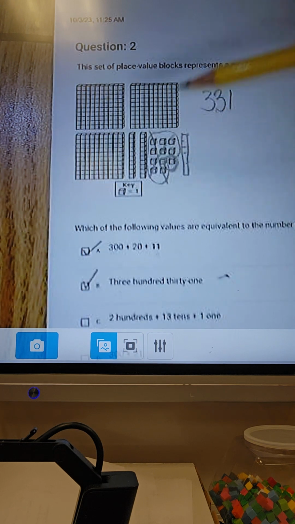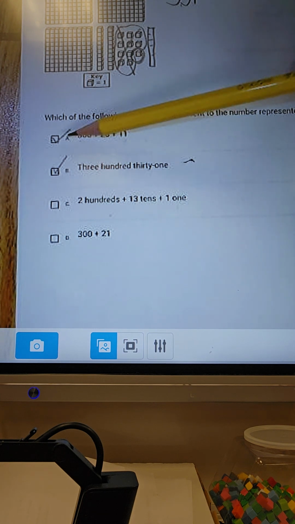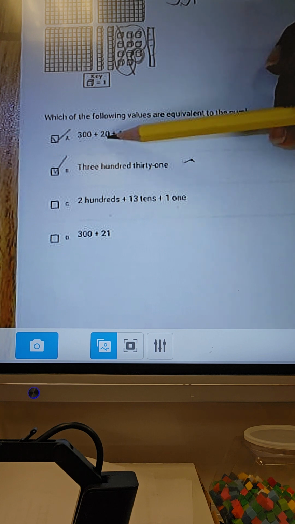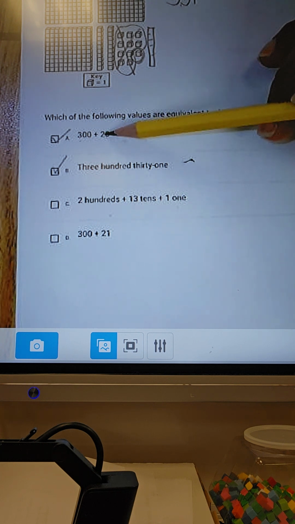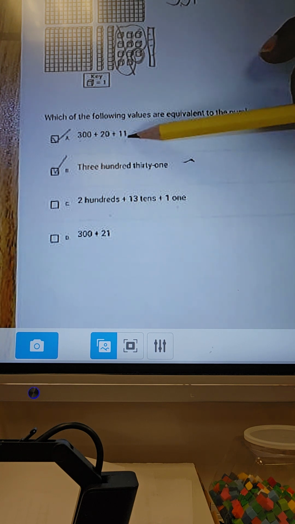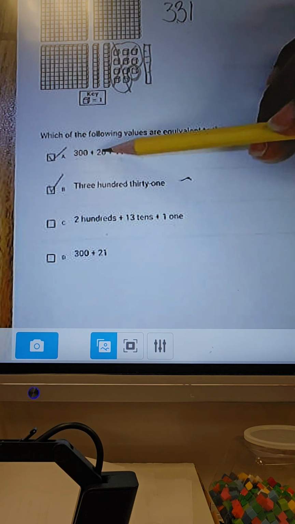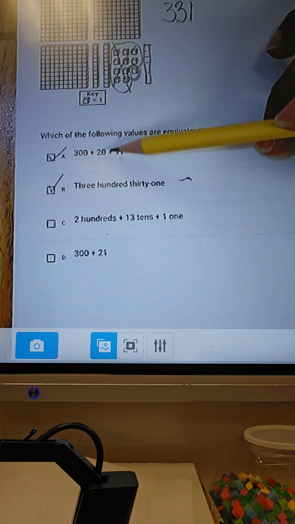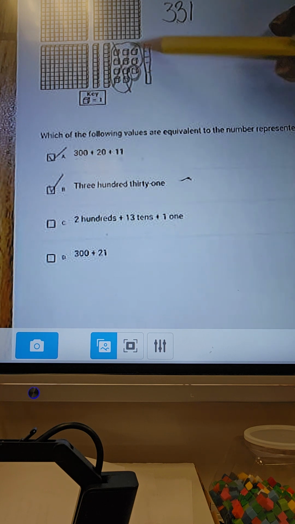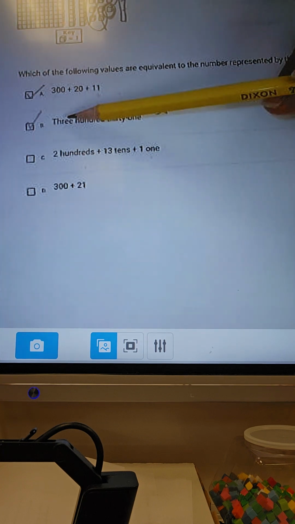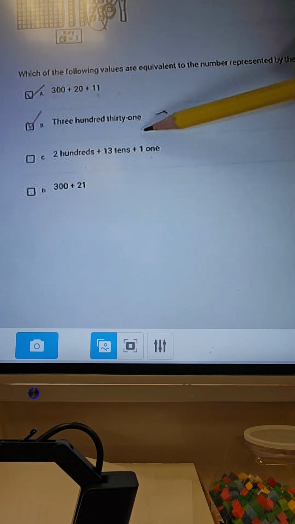Okay. So let's look at our answer choices. Part A is correct. Please be reminded, just add it. Don't think that it should be 300 plus 30 plus 1. Just add it, because 300, plus 20, this is 20, and then plus 11 ones, these are still 11 ones, is correct. This is in word form, 331.